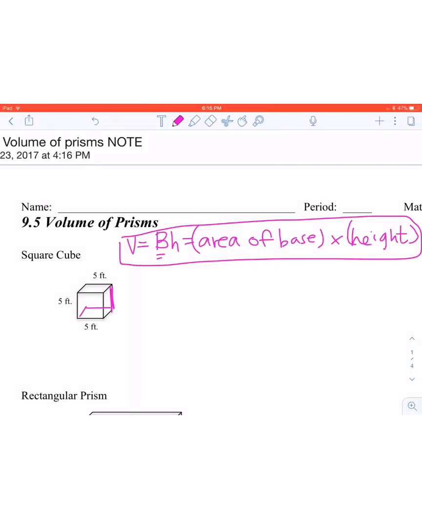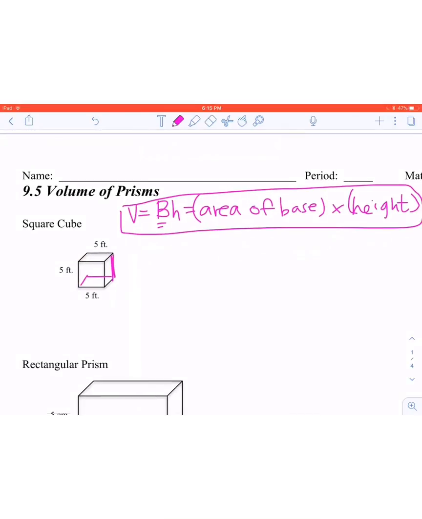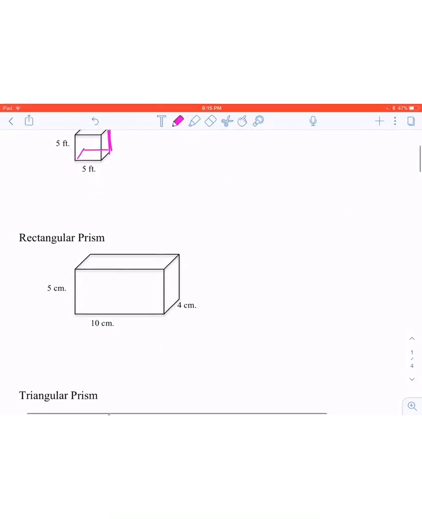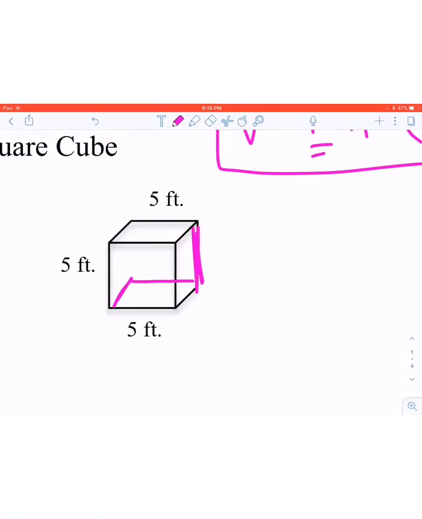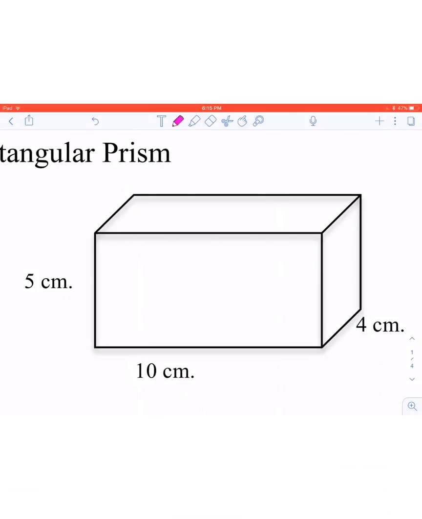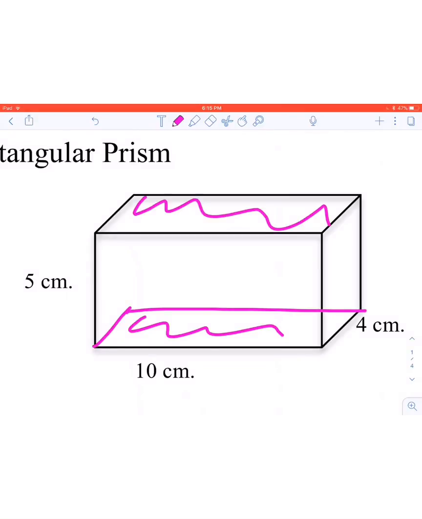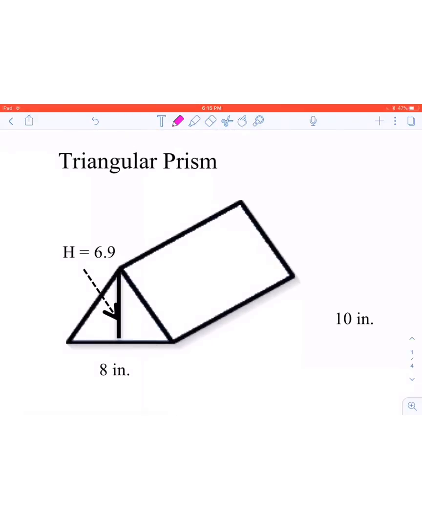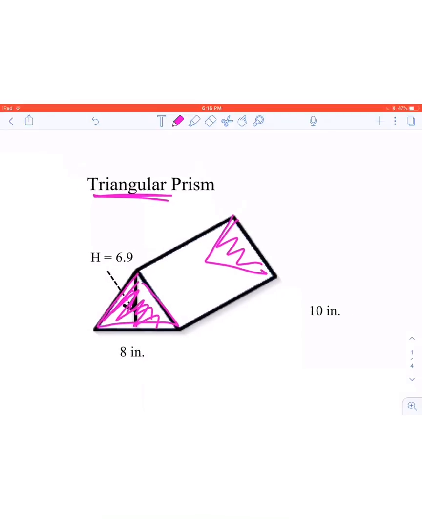So prism only refers to the ones that have the same shape all the way through. For example, this square cube has a square on the top and bottom. This rectangular prism has a rectangle, the same rectangle as a base and also as a top. This triangular prism also has a triangle and triangle on this side also. So in this case, the base is a triangle. The name itself will tell you what the base is supposed to be.